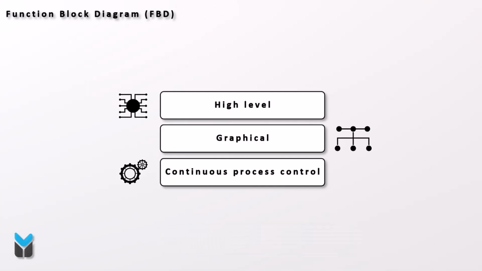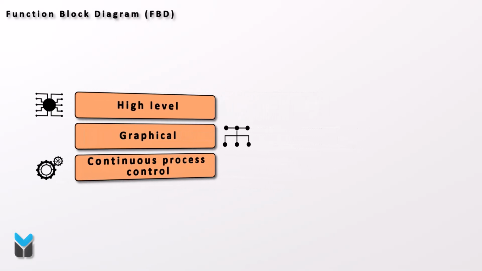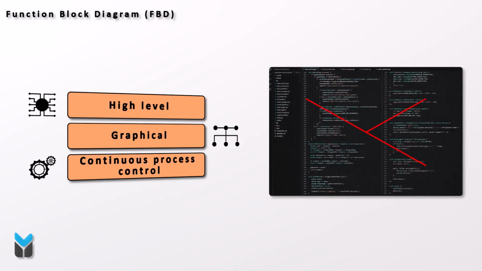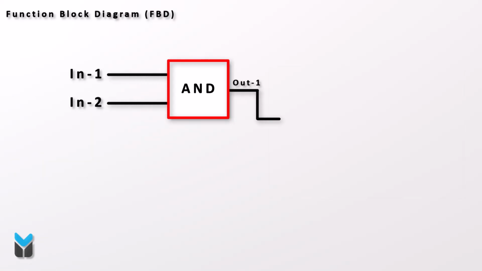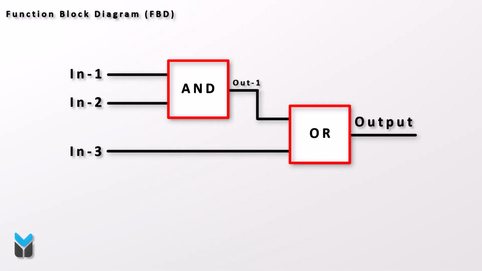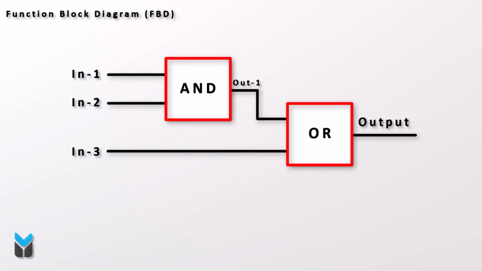Function block diagram is a high-level graphical programming language used mainly in industrial automation and control systems. Instead of writing lines of code, the logic is represented visually as a flow of data between blocks, making it intuitive and easy to understand. In FBD, the system is built using 3 main elements: inputs, outputs, and function blocks.